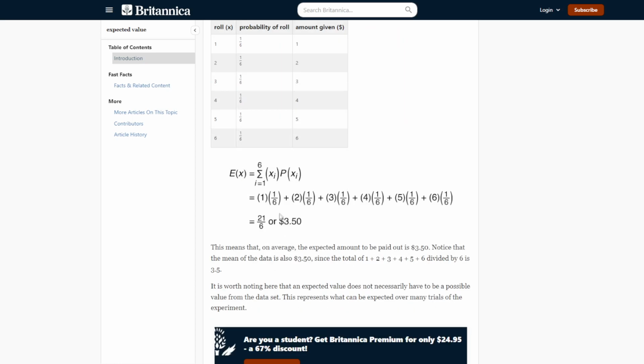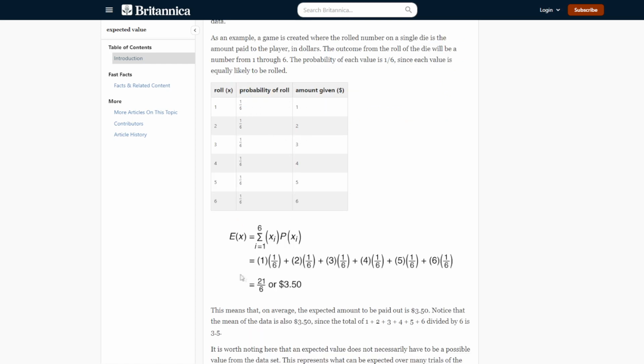So what you would do is take each of these outcomes and multiply them together. So for example, 1 times 1 over 6, 2 times 1 over 6, and so on and so forth. Then you will add them up. And when you add all this up, it comes out to 21 over 6, or $3.50. That means that on average, the expected amount to be paid out is $3.50.